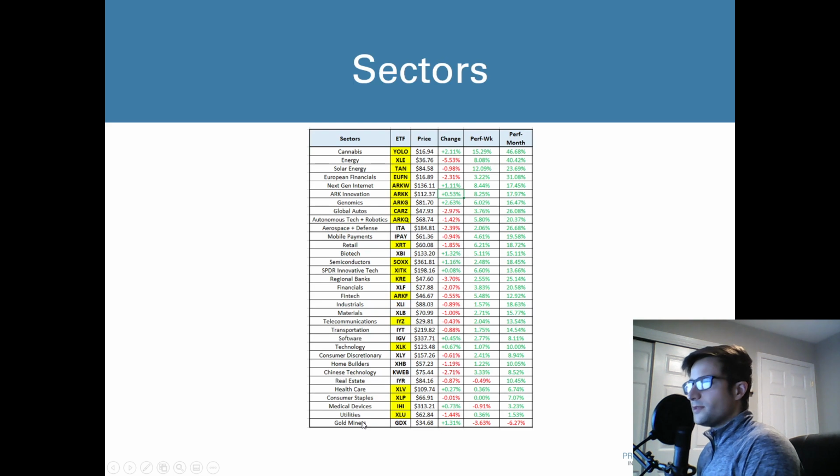Let's take a look at what's been really weak. So the weakest sectors, gold miners, utilities, and medical devices. You can see it looks like some of the weak spaces had a bit of a bounce today. Gold miners up 1.31%. We have those medical devices up 0.73%. But the utilities didn't catch a break, down 1.44%.